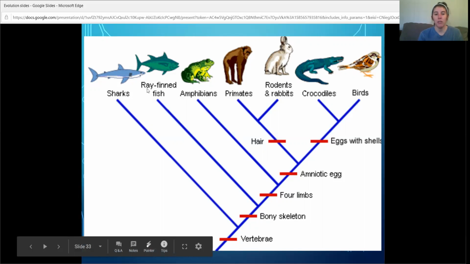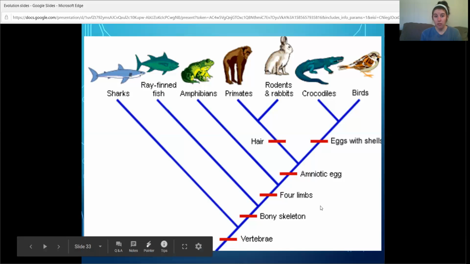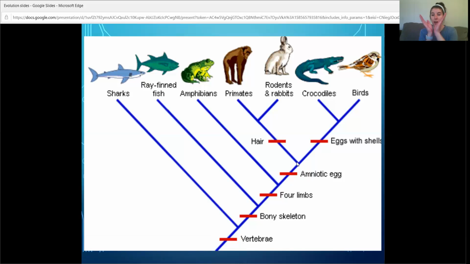The next branch off is the ray-finned fish. We know that it's bony and it has a vertebrae, but it does not have 4 limbs, so it branches off there. The other organisms should all have 4 limbs. The next one up is the amphibians, like some type of frog, right? It has 4 limbs, a bony skeleton, and a vertebrae, but it does not have amniotic eggs. From here on up, we see another branch, another mini V here.